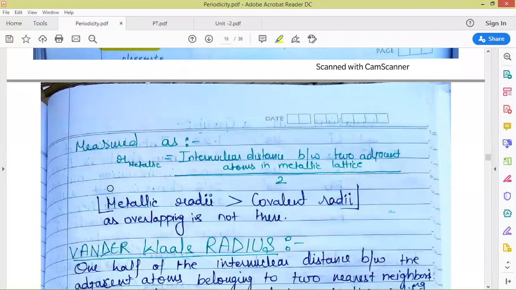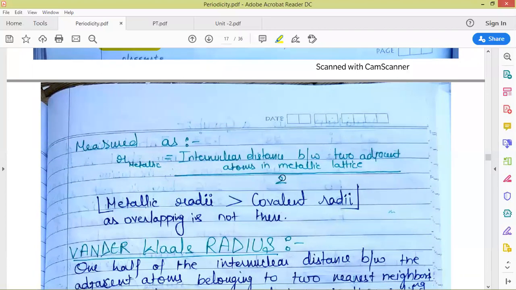So from there, metallic radius can be taken as the internuclear distance between two adjacent metals in the metallic lattice divided by 2. So we can take metallic radii as half of the internuclear distance between two adjacent atoms in the metallic lattice.